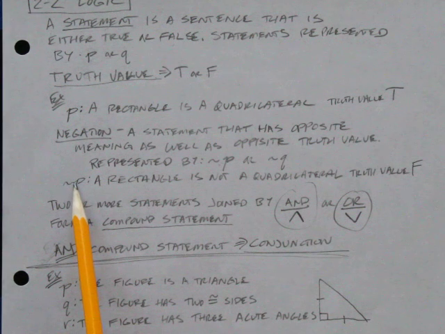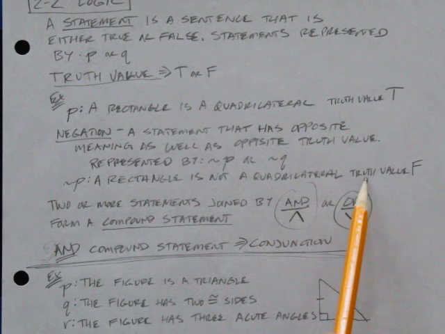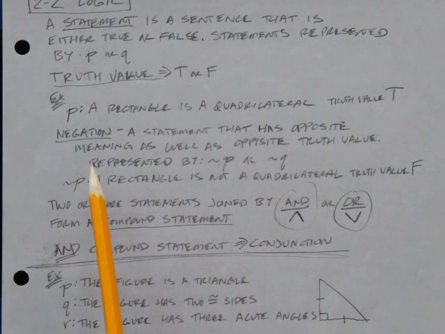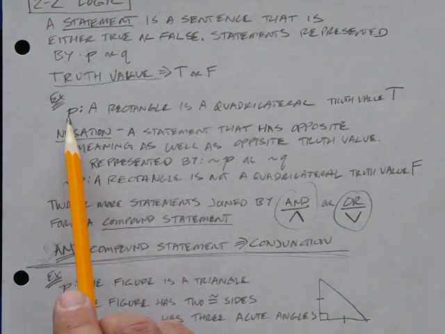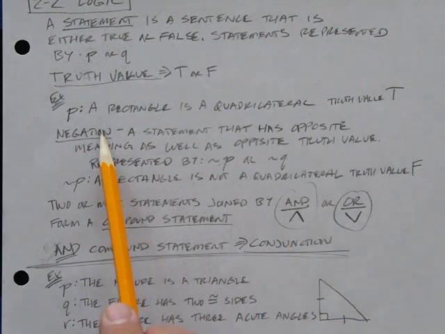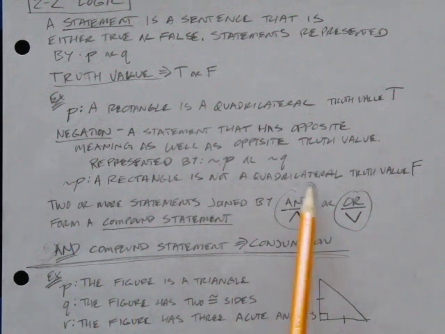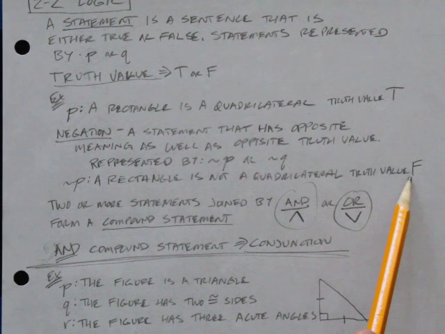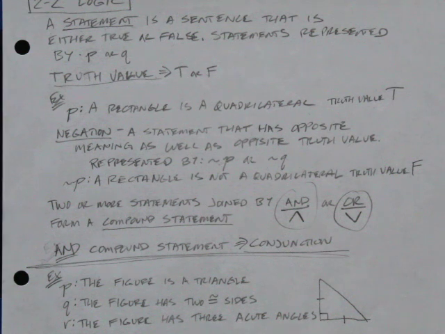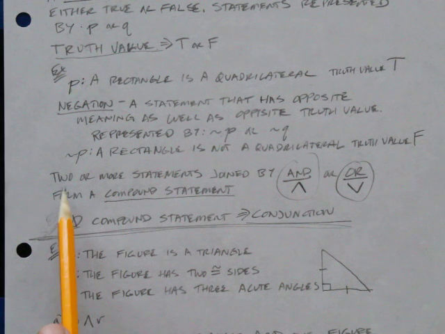Now, not P, a rectangle is not a quadrilateral, and now my truth value is false, because a rectangle is a quadrilateral. So I've got my first statement, P, a rectangle is a quadrilateral, and then my negation, or my not P, a rectangle is not a quadrilateral. Notice how this one is false and the first one is true. Let's keep going through here, and then we can do some examples.